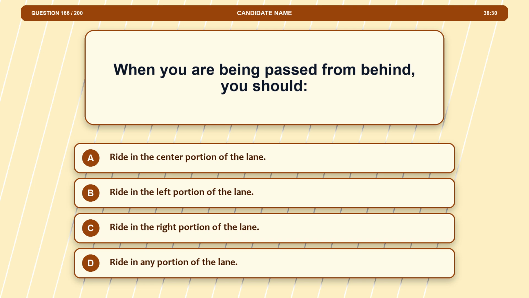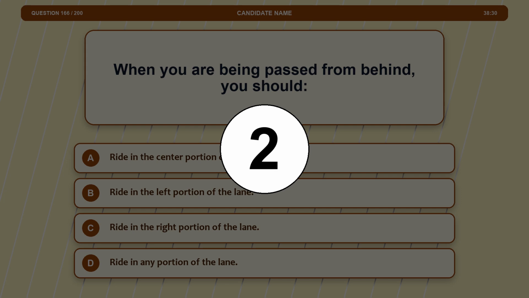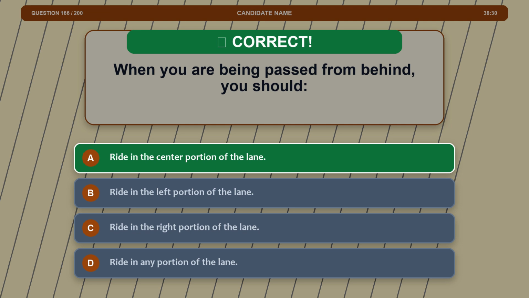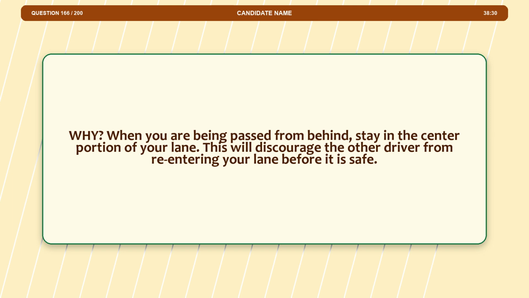Question 166. When you are being passed from behind, you should: Option A, ride in the center portion of the lane. Option B, ride in the left portion of the lane. Option C, ride in the right portion of the lane. Option D, ride in any portion of the lane. The correct answer is option A, ride in the center portion of the lane. Explanation. When you are being passed from behind, stay in the center portion of your lane. This will discourage the other driver from re-entering your lane before it is safe.